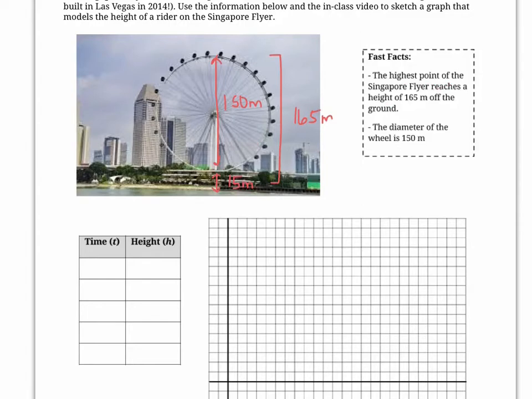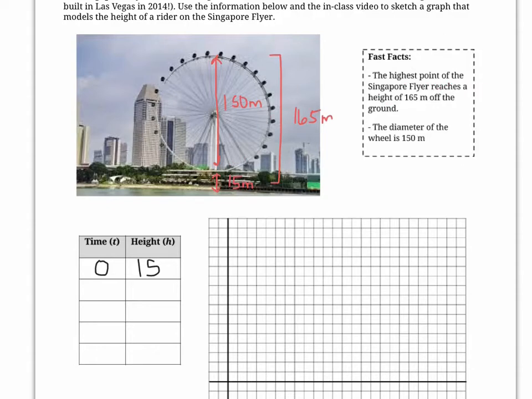At a time of 0, what is the height of the person? Well, we could assume a bunch of things. We could say that time starts here or time starts here. Let's assume together that time starts as soon as you get on the ride, which is here. So what is your height at time 0? It's not 0, it's going to be 15, because you're not on the ground, you're actually above on this sort of stand thing. So our first height is going to be 15.